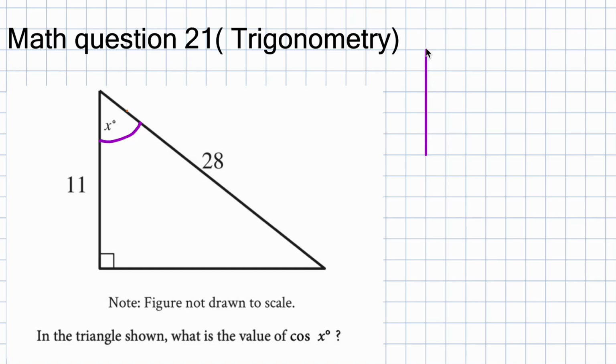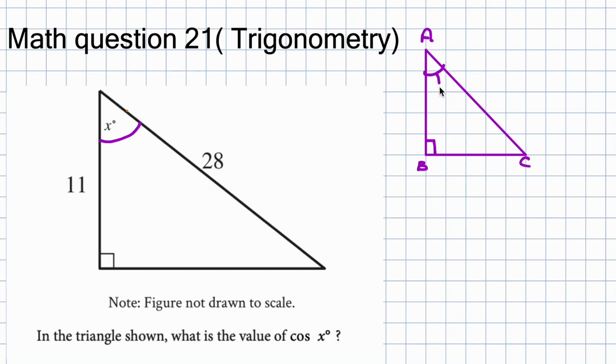In a right triangle, in trigonometry, we use the terms opposite, adjacent and hypotenuse. And that depends upon where our angle is. Now our angle is here. Let's name the triangle A, B and C. So our angle is at A.